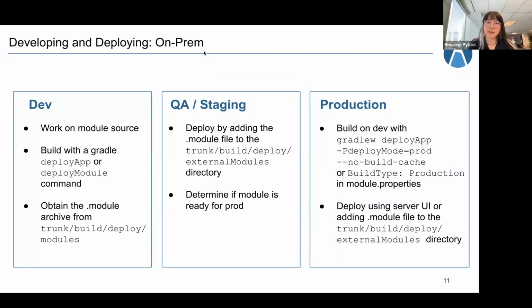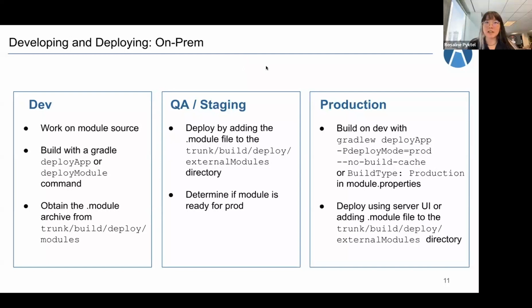Noting that trunk is the location of your root LabKey enlistment, as we saw. Now that you have the .module, you want to deploy it to QA or staging. One route is to pop the .module archive into the trunk, build, deploy, external modules directory, where the server will automatically expand the .module into a directory with the same base name and load in the resources. Here, you can determine whether or not the module is ready for production.